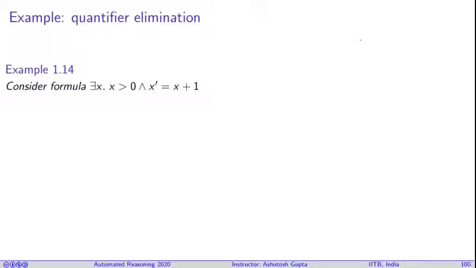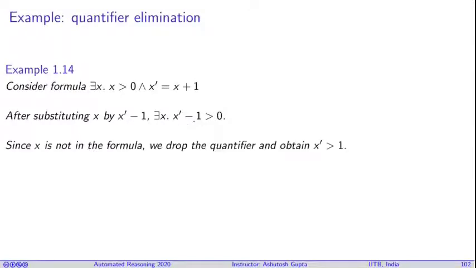Let me give you an example of quantifier elimination. Suppose I give you this formula in which you have there exists an x, x is greater than 0 and x prime equals x plus 1. Then what do we do? We can simply apply substitution. Wherever x occurs, we write x prime minus 1, and we obtain this formula. If we obtain such a formula, there is no x occurring in it anymore. So we can simply drop the quantifier and we obtain x prime greater than or equal to 1.